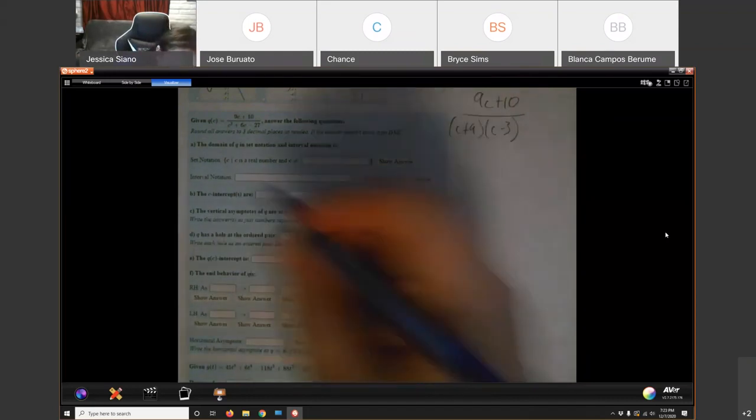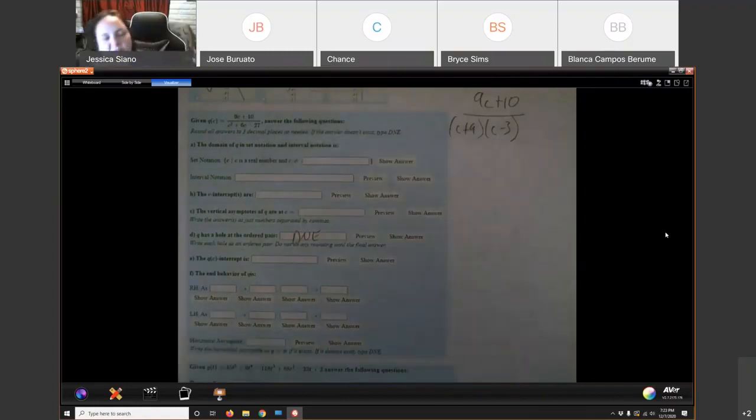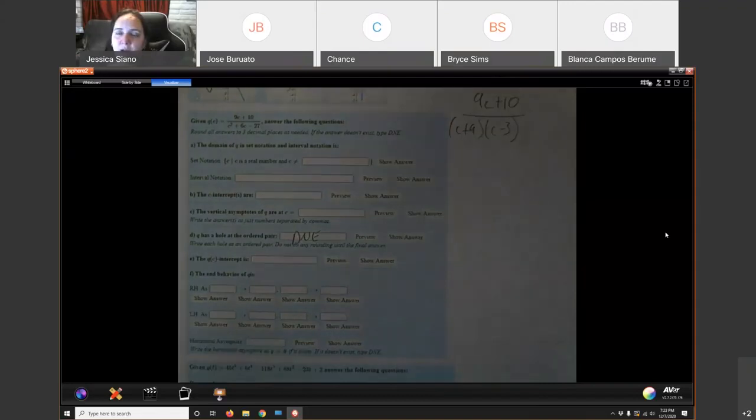So right here under holes, I'm going to put DNE. Now, if I would have had a hole, I would have set that canceled factor equal to 0 to get the x value of the hole. Then I would have taken that x value and I would have plugged it back into my reduced function to get the y value of the hole. Okay.